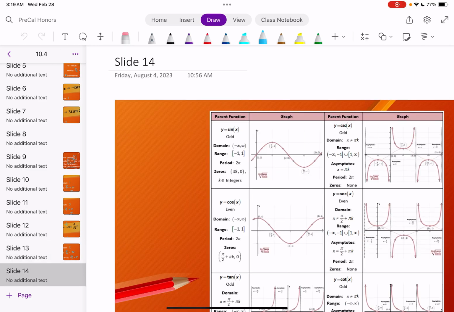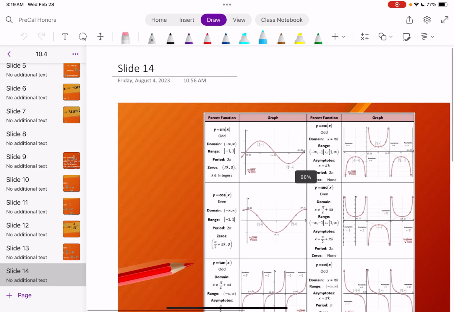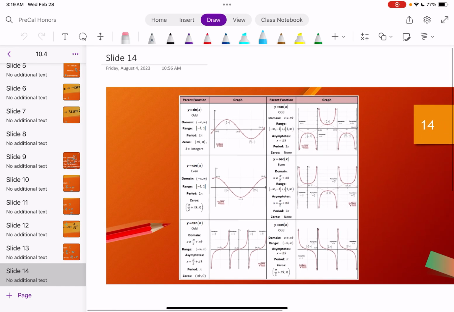Our last slide, slide 14, goes over the different types of equations that we have been working with up to this point. This is an extremely important slide. I would highly suggest that you take a look over it, study it, and kind of understand exactly what occurs at these different points. If you have any questions, please feel free to send me a message at any point.